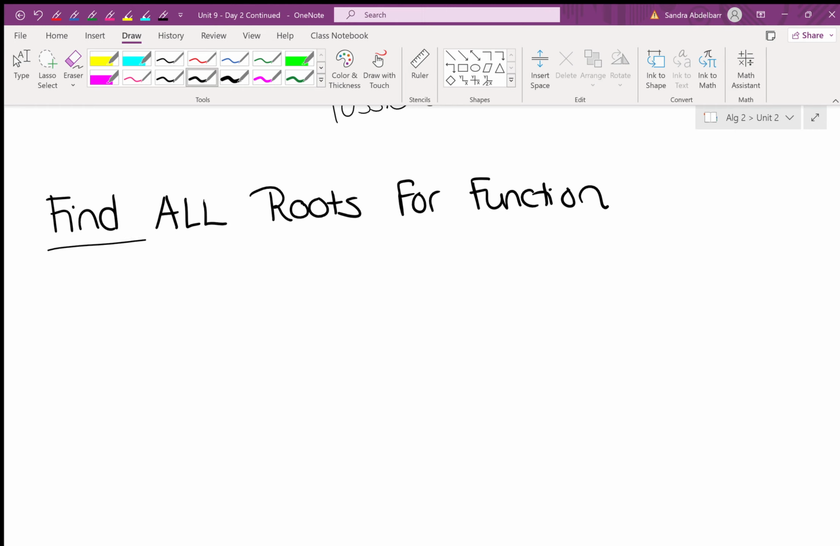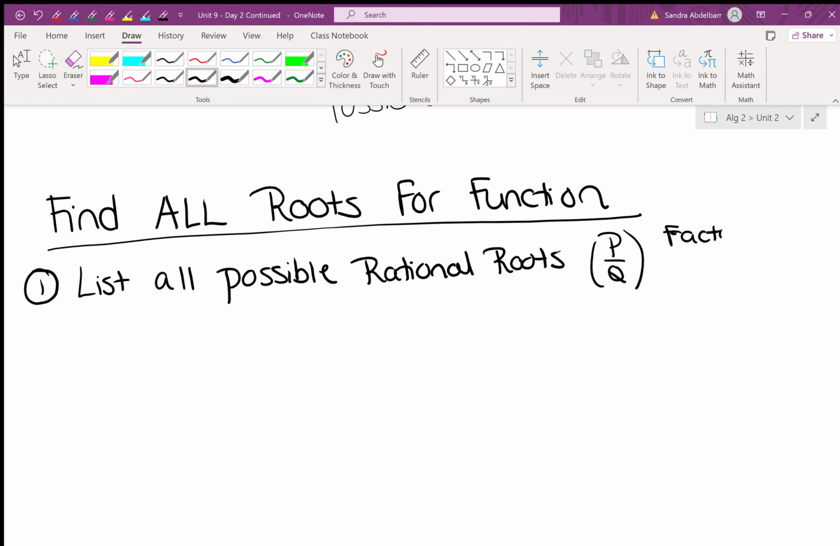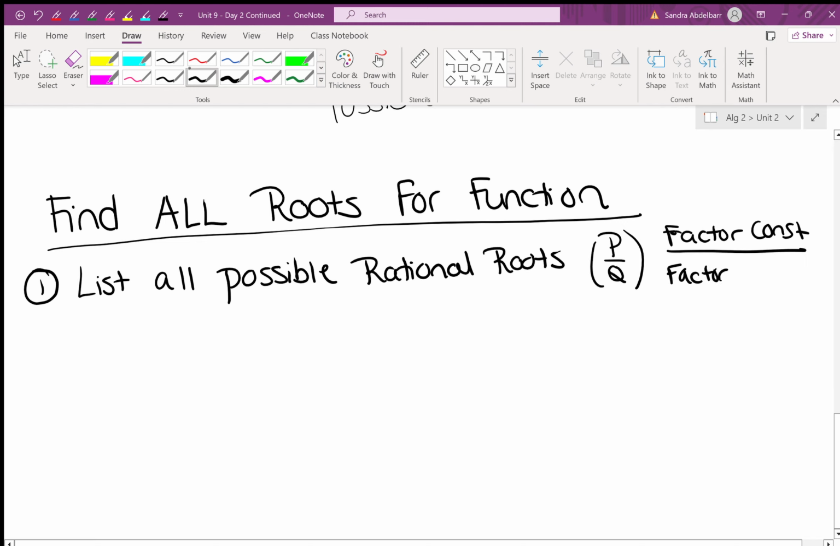All right, so we want to find all the roots for a function. I'm going to write out the steps for you. First we're going to list all possible rational roots, which I had said the other day was P over Q. What does P over Q represent? Factors of the constant over factors of the leading coefficient. That's P over Q.